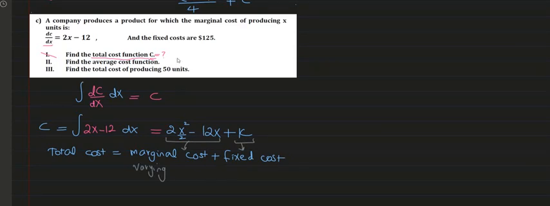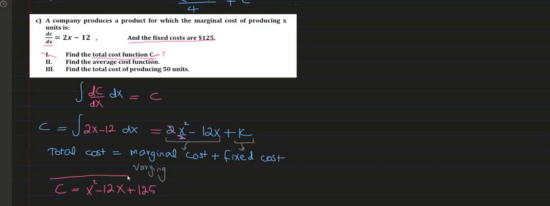So we can say that we are given here the fixed cost, by the way, directly, and the fixed cost is 125. So we know directly that the total cost is, we can take out that 2 with that one, right? And drop the x squared, and then minus 12x and plus the fixed cost, which is 125.